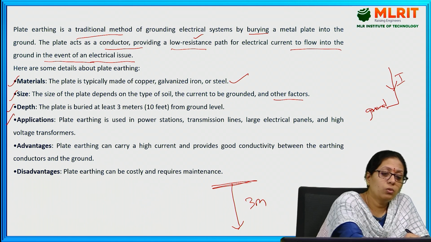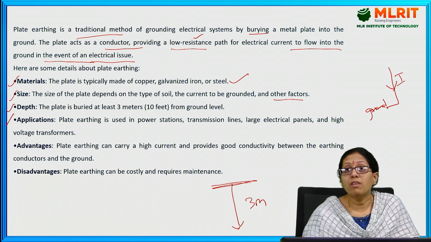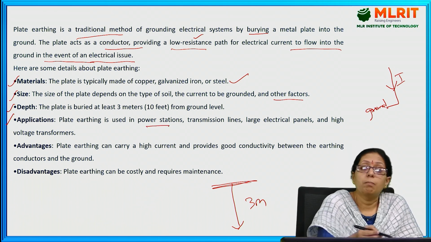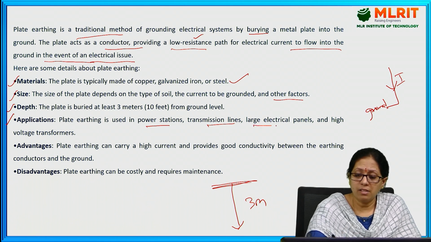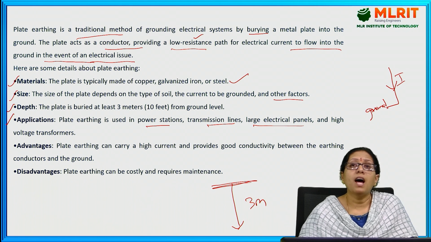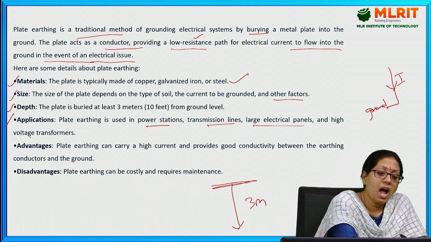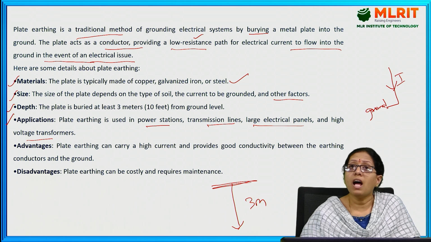The fourth one is applications. The plate earthing is used mostly in power stations, transmission lines and large electrical panels, and high voltage transformers also. It is mostly used for high voltage transformers. It is used for large electrical panels. It is used in transmission lines and power stations.